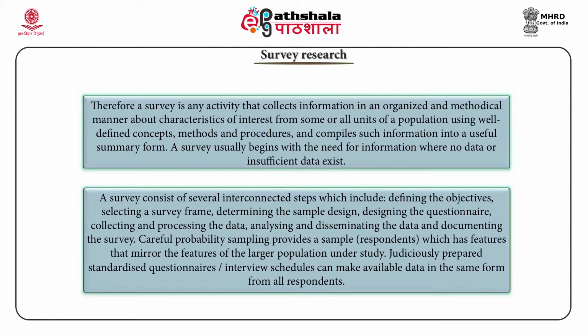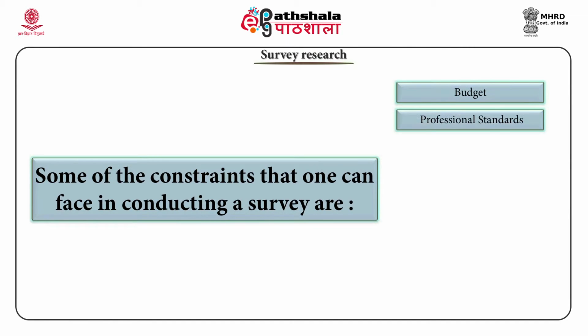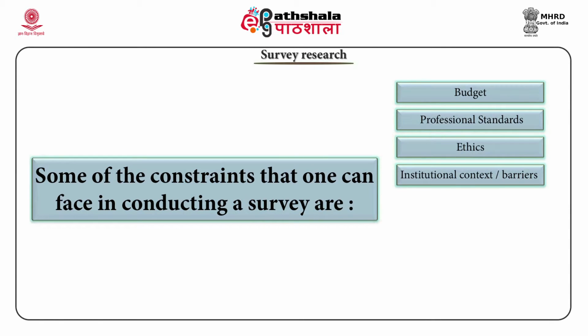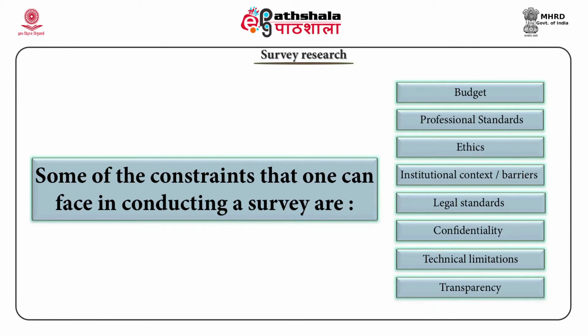Careful probability features for sampling provide a mirror of the features of a large population under study. Judiciously prepared, standardized questionnaires and interview schedules can make data available in the same form for all respondents. Yet, there are constraints that the survey has. They are budget, professional standards, ethical dilemmas, institutional barriers, maintaining legal standards, confidentiality and transparency, and technical limitations.